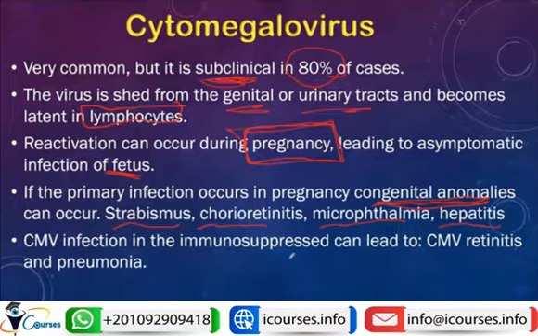Cytomegalovirus infection in the immunosuppressed patient can cause cytomegalovirus retinitis and pneumonia. Cytomegalovirus retinitis is one of the infections that present in patients who have HIV or other immune suppression. This is the most common form of retinitis in immunosuppressed individuals.